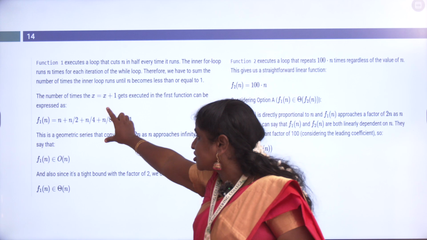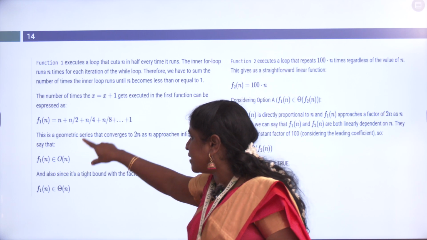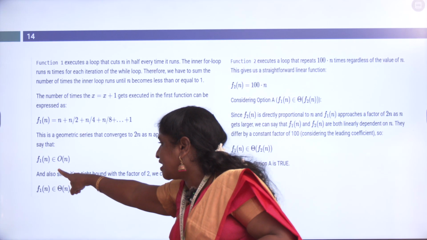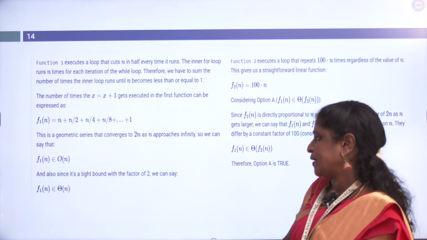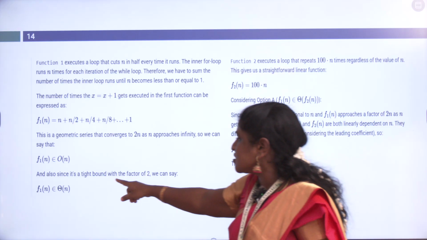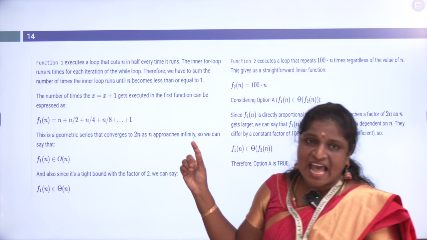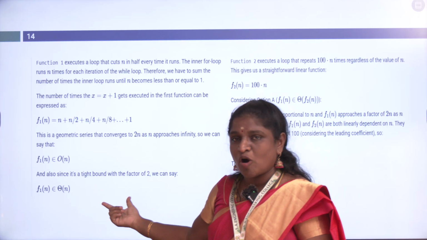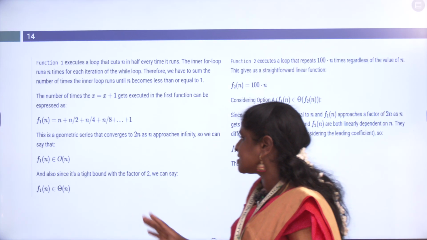So this particular function takes the mathematical notation of big O, that is the maximum time, f1 of n belongs to big O of n. And it also comes under the tight bound, that is the average case, so f1 of n also belongs to theta of n. So option 1 is true.